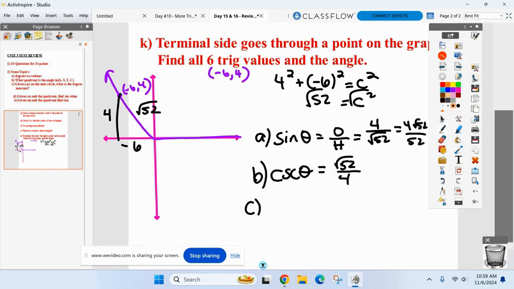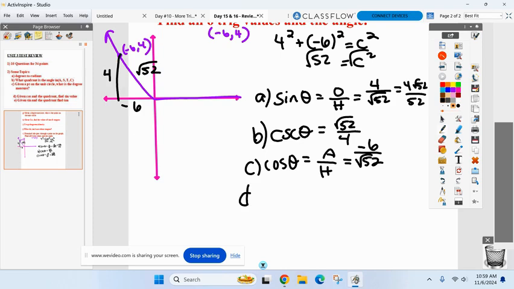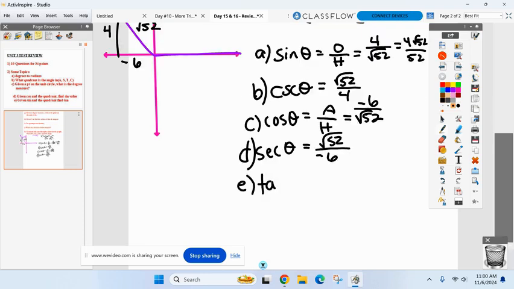All right, let's go. Cosine. Adjacent over hypotenuse. What is it? -6 over radical 52. If you find cosine, probably the very next one you should look for is secant, which will be hypotenuse over adjacent. You can do that, or you can just flip cosine. Radical 52 over -6. And then what's the only other 2 we're missing? Tangent. Yep.